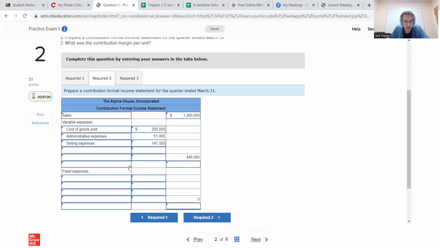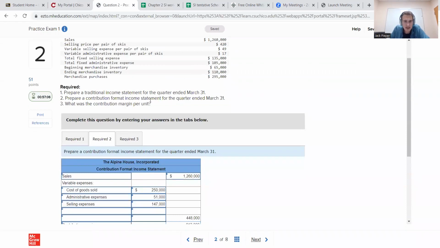But the last thing we have to do, this is going to be our contribution margin, right? Because it's sales minus all of our variable expenses. And if I do that, that's 1,260,123 minus 448,123. That is 812,000, 812,000. All right.